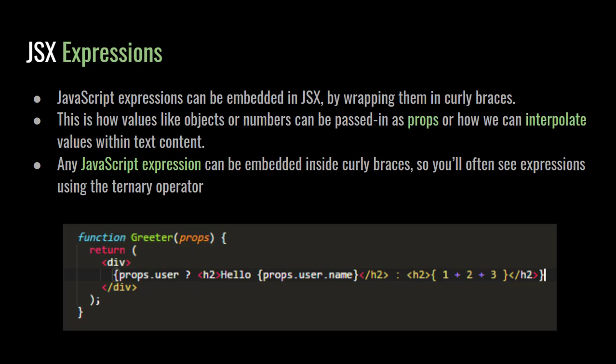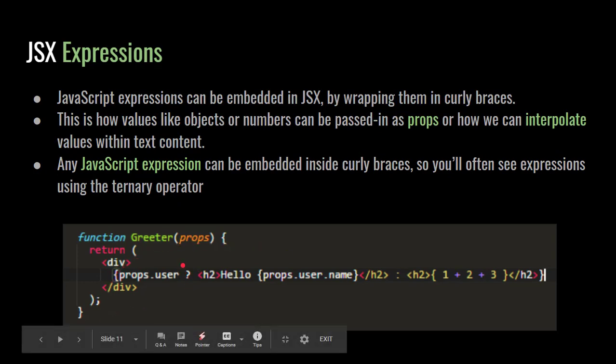It's going to be smart enough to know that. So any expression can be embedded in the curly braces, and you'll see a lot of this ternary operation. When we mean ternary, we mean this question mark, which is often called the Elvis operator, because it kind of looks like Elvis, right? The hair, and then the, I don't know, bow tie.